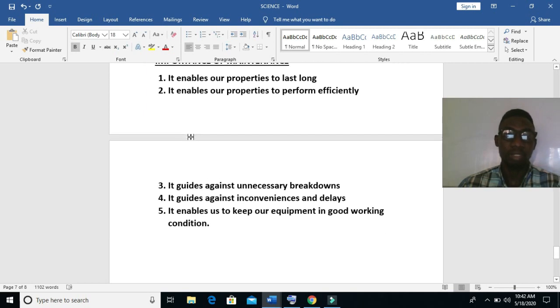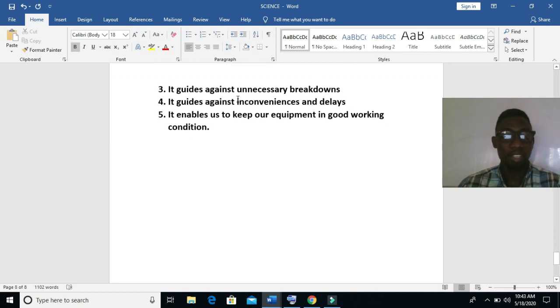Importance of maintenance. Number one, why do we need to maintain? It enables our properties to last long. I repeat, number one reason why we need to maintain material is that it enables our properties to last long. When you maintain it, it will last you for a longer time. Number two, it enables our properties to perform efficiently. The property we are considering here will work very well when it is maintained. For example, your bicycle chain, when it is oiled, you discover that the bicycle can run very well. It works efficiently, unlike when it is allowed to rust and you don't actually apply oil.